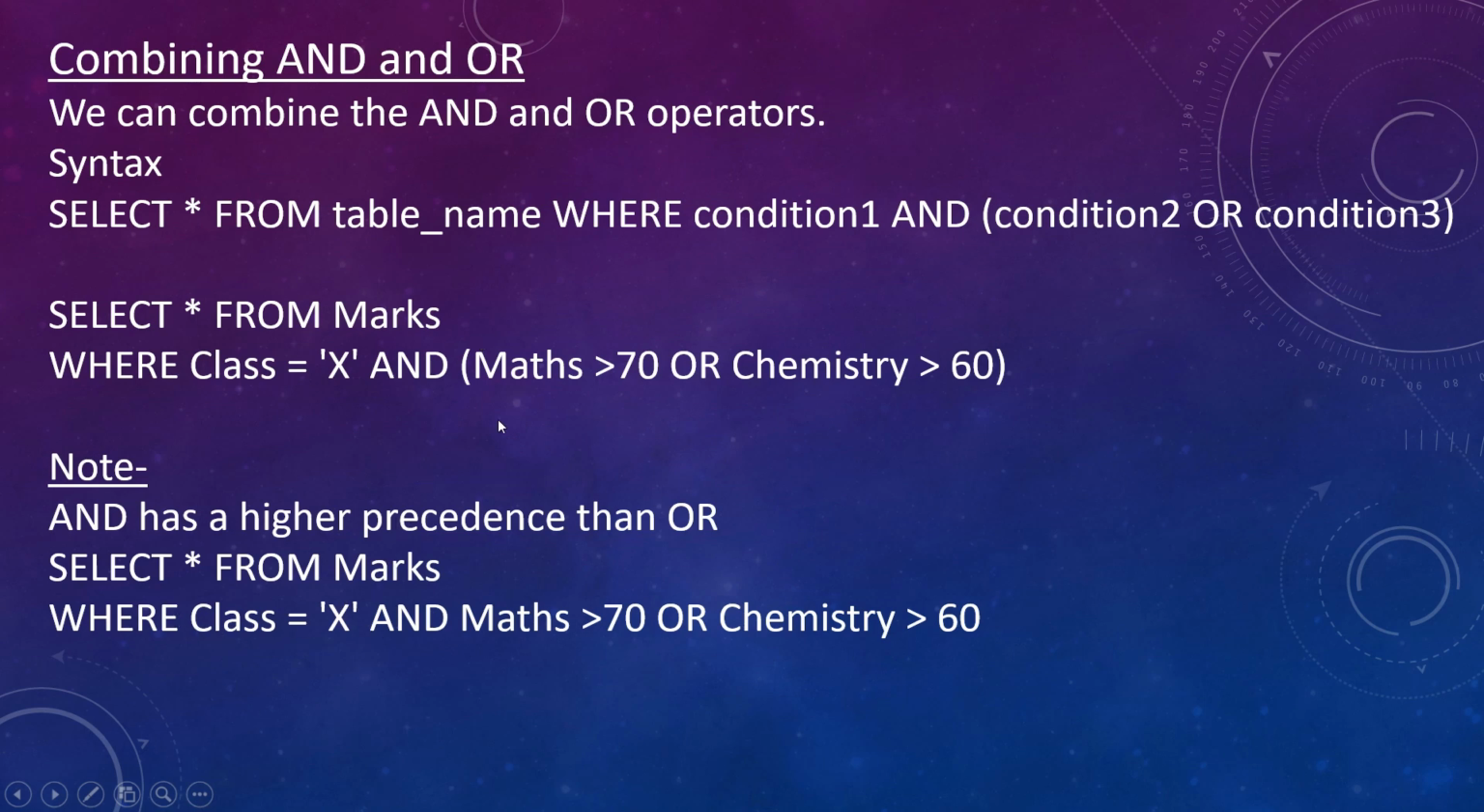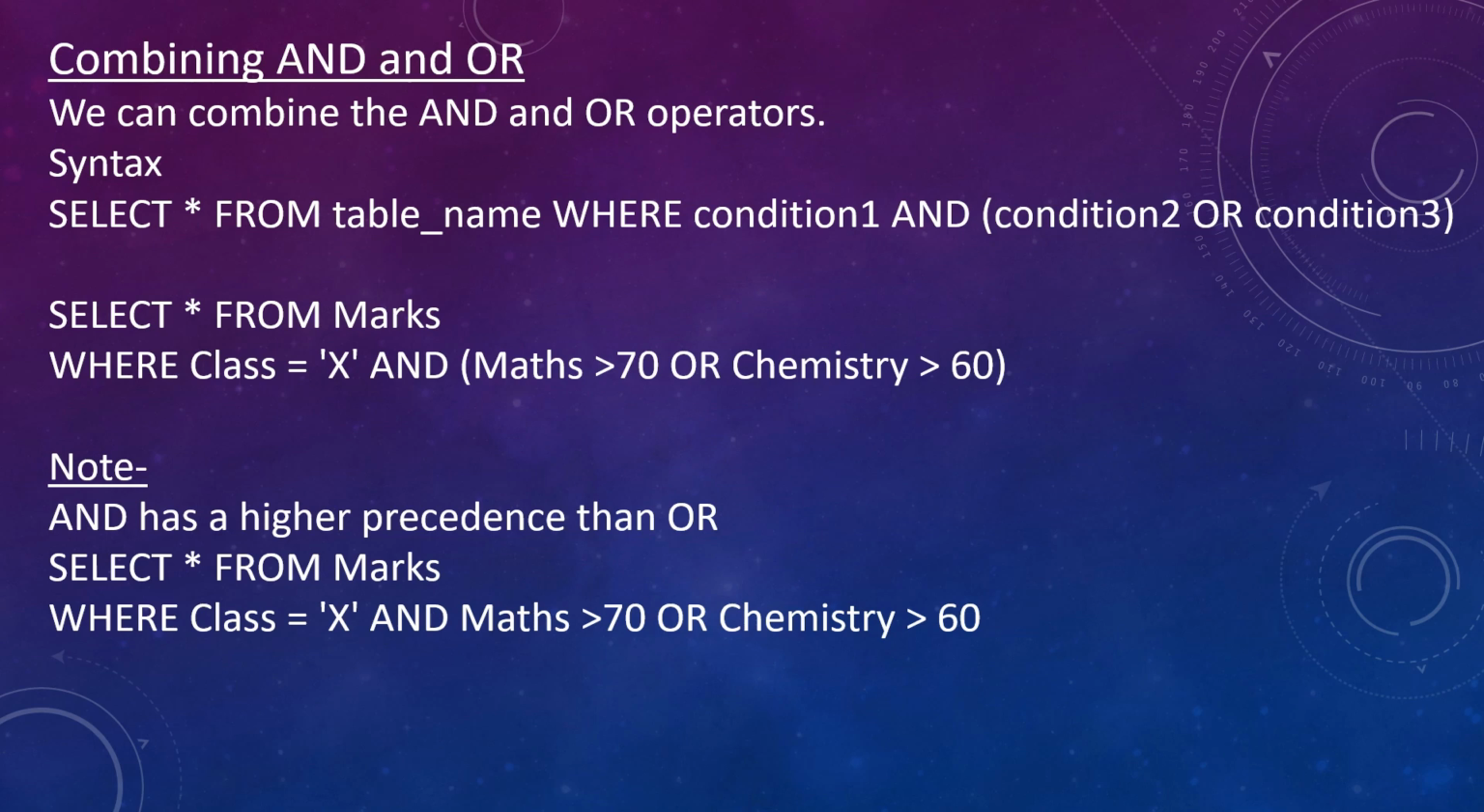And if we remove the bracket, for example we write the query like this: select star from marks where class is 10th and maths greater than 70 or chemistry greater than 60, then we should note one very important point, that AND has a higher precedence than OR. So first, class 10th and maths greater than 70 will be considered as one condition, or chemistry should be greater than 60. So we will have three conditions.